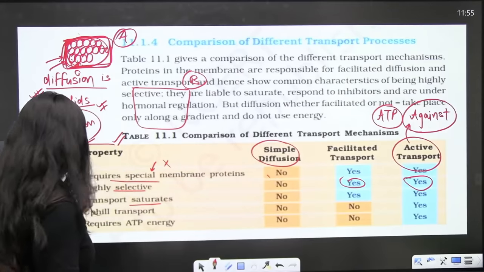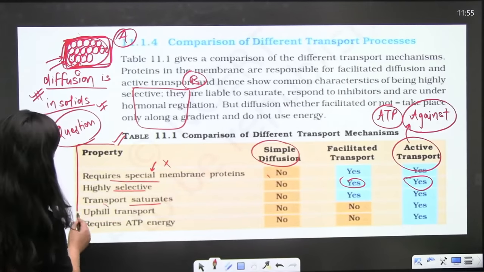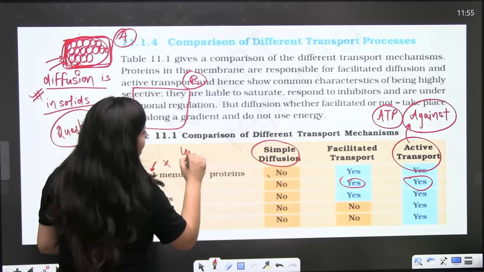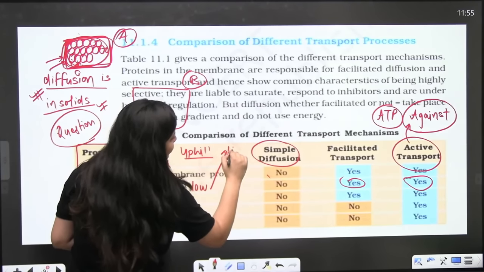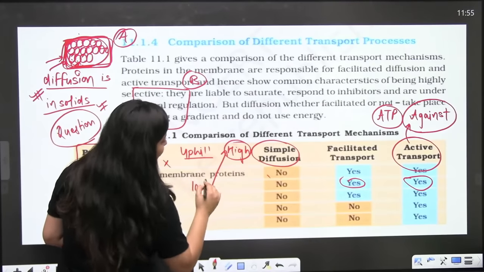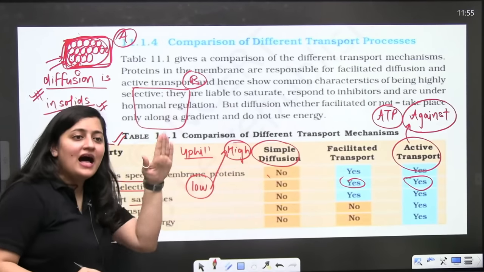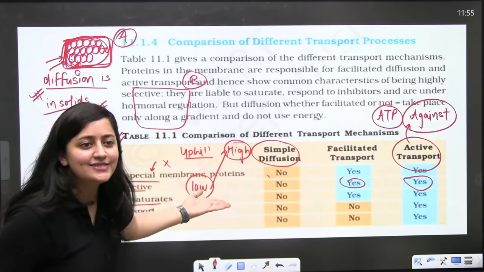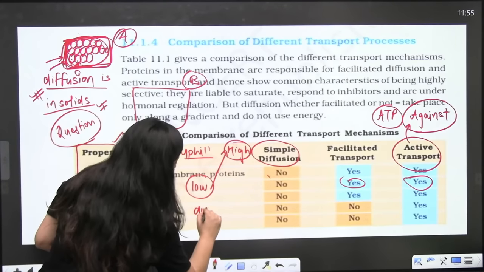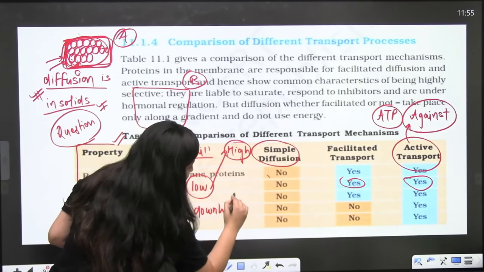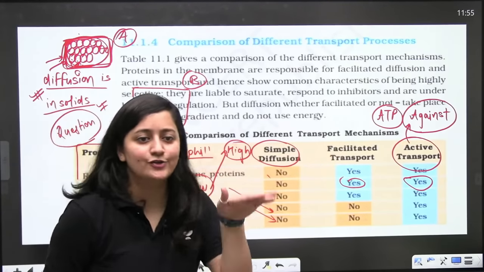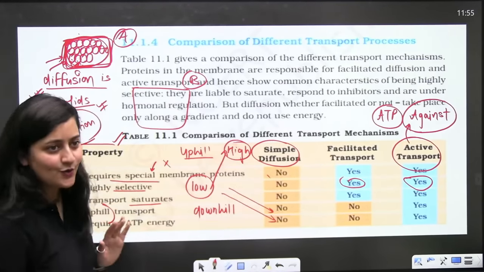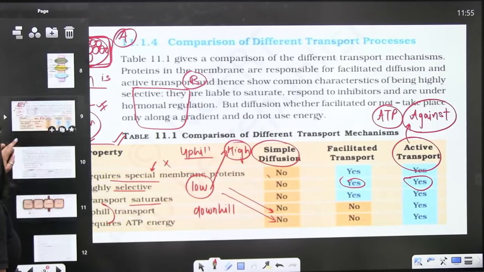Uphill and downhill, bachche, it is again simple. Uphill, low to high, you are moving up against the concentration gradient. Downhill, like this, high to low. Done, bachche, clear?